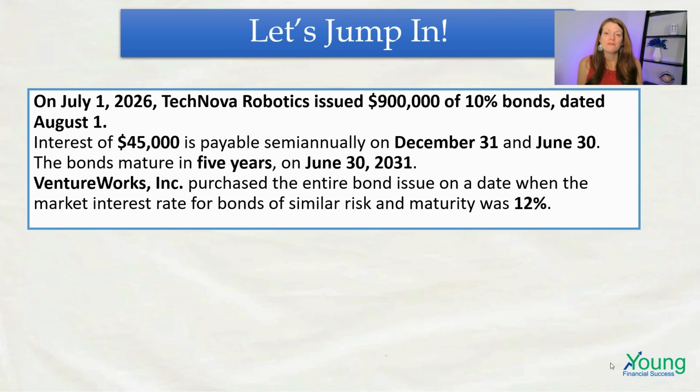The bond matures in 5 years. Okay, so if they're making 2 payments a year, there's going to be 10 total payments throughout the 5 years. That's really important to remember as well.